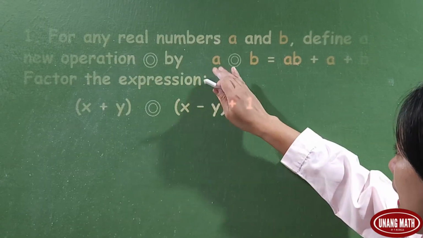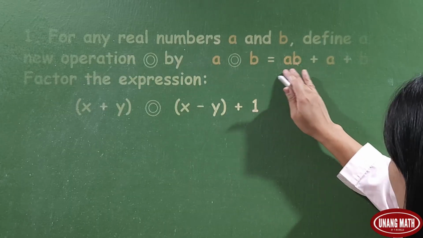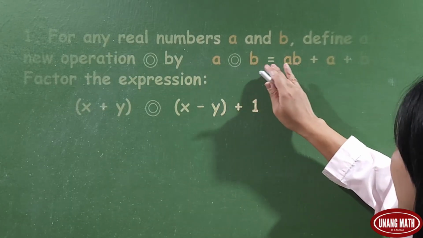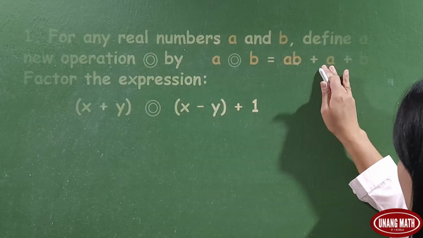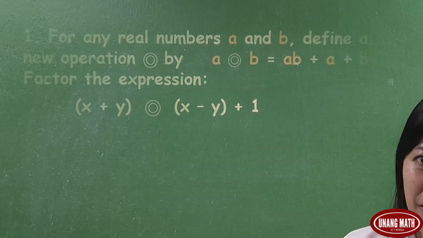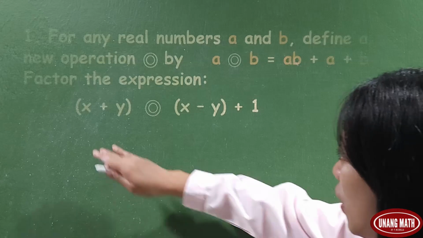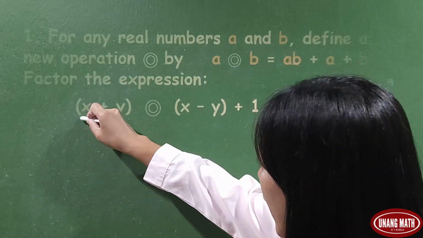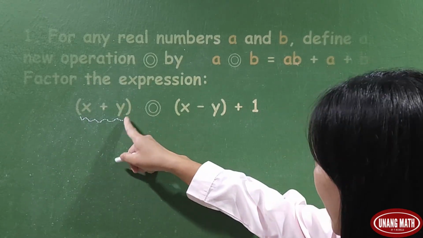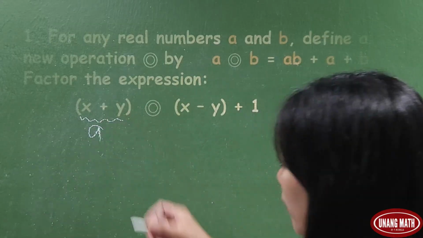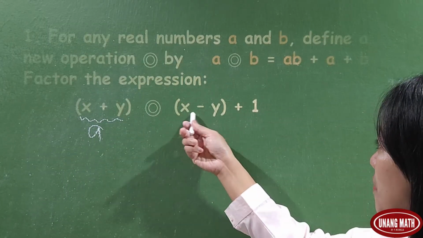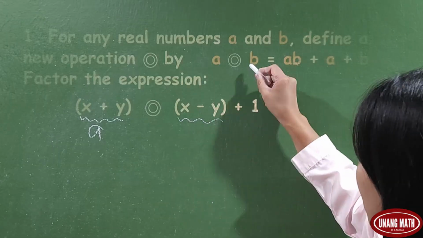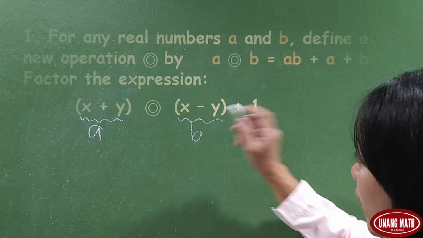Okay, it's given that a symbol b is equal to ab, which means the first number times the second number plus the first number plus the second number. So, in this expression, x plus y is the first number, or that's a. X minus y here is b, or the second number.